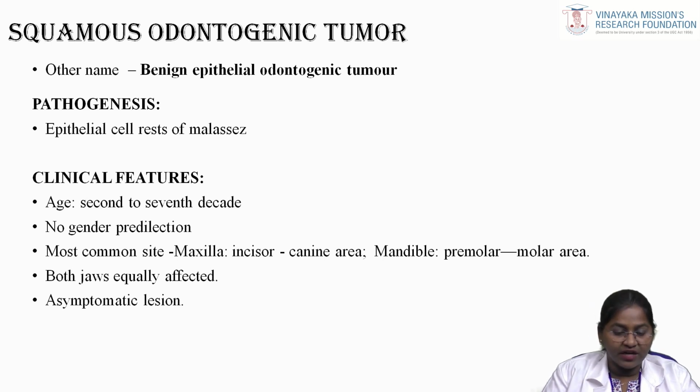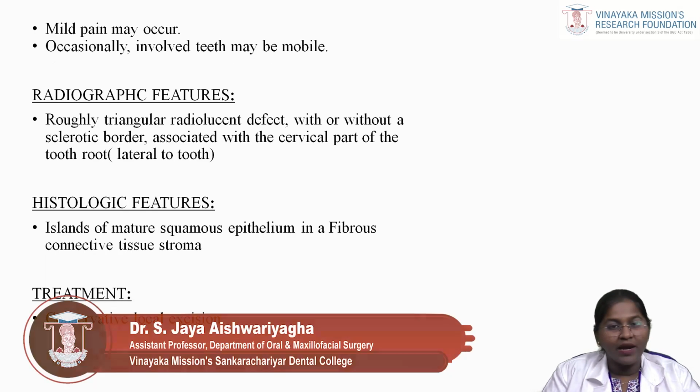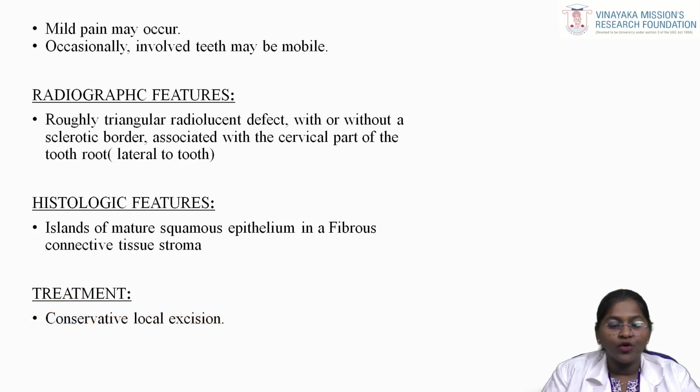Both jaws are equally affected, and it is an asymptomatic lesion where mild pain may occur. Occasionally the involved tooth may be mobile. Moving on to the radiologic features, it has a triangular radiolucent defect with or without a sclerotic border associated with the cervical part of the tooth root, that is, lateral to the tooth.